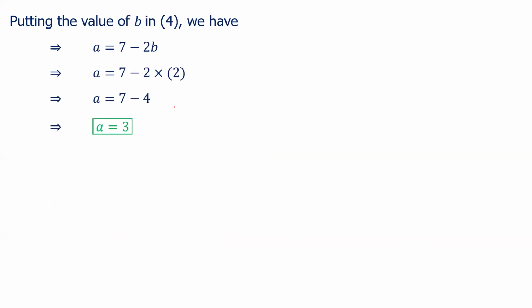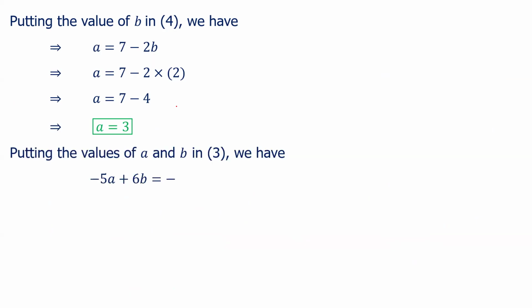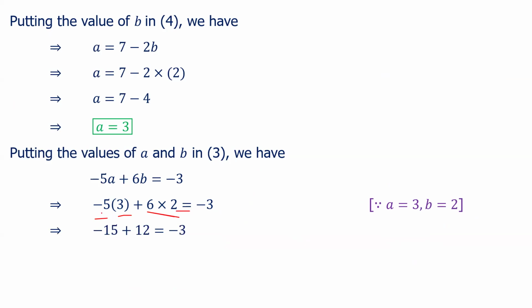Now we substitute both the values of a and b in equation number 3, which is -5a + 6b = -3. Minus 5 into a, which is 3, plus 6 into b, which is 2. Minus 5 into 3 is -15, plus 12, which is equal to -3, which gives us -3 equal to -3. That is, the values of a and b satisfy the third equation. Therefore, these values are correct, and the left-hand side is equal to the right-hand side.